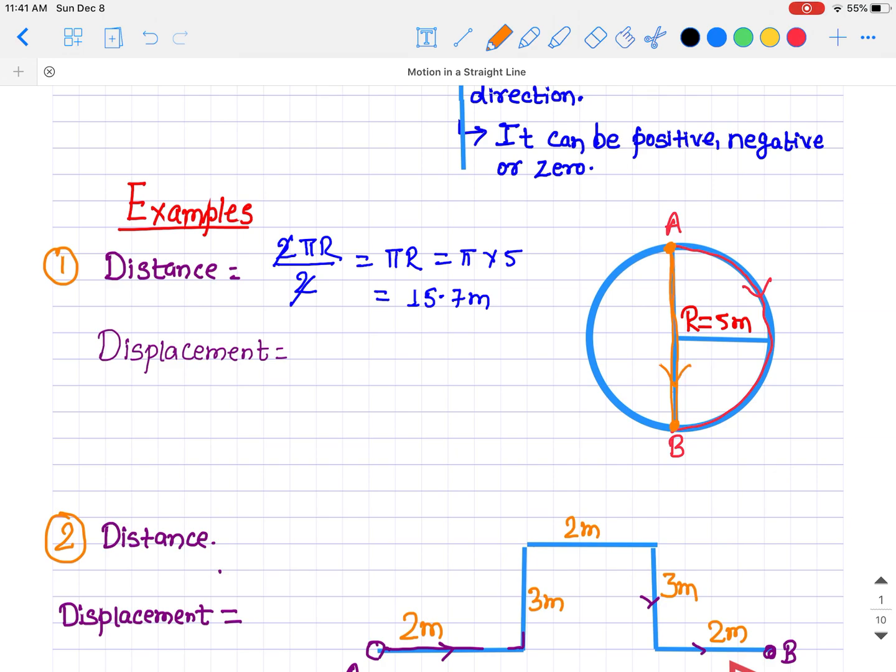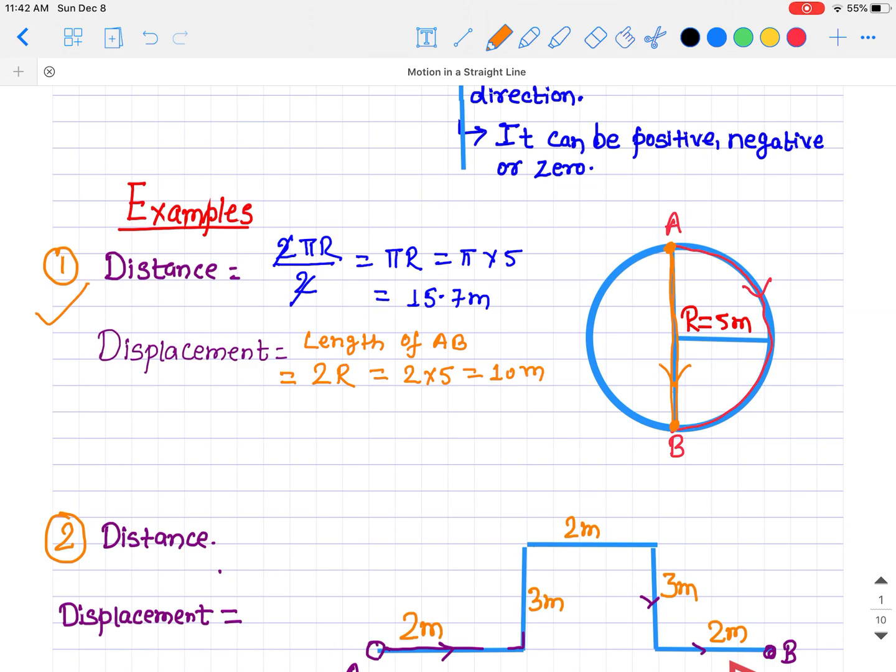So what is the length of the line connecting the initial point and the final point? It is the length of AB, which is equal to the diameter, or twice the radius. The radius in this case is 5 meter, so your total displacement is going to be 10 meter. So this is one example.